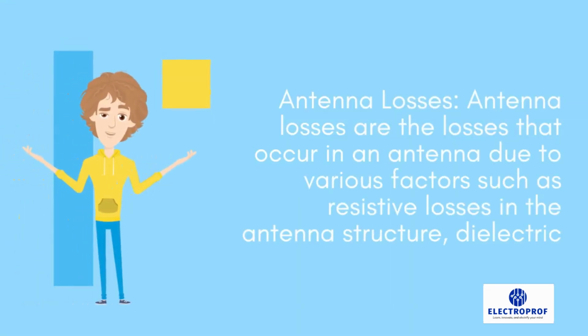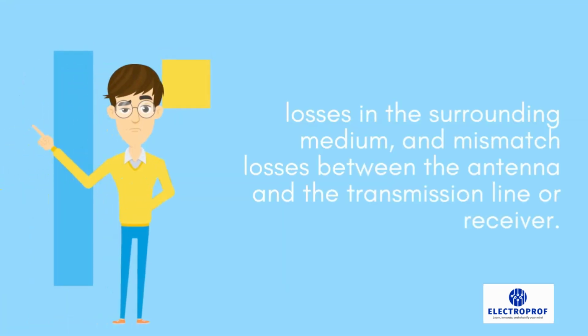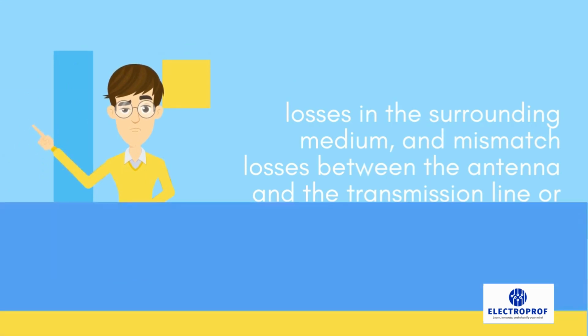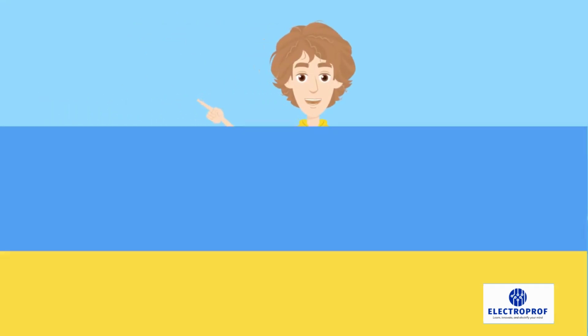Antenna losses. Antenna losses are the losses that occur in an antenna due to various factors such as resistive losses in the antenna structure, dielectric losses in the surrounding medium, and mismatched losses between the antenna and the transmission line or receiver. It represents the reduction in the efficiency of the antenna.